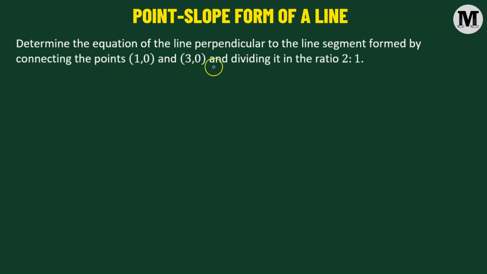Determine the equation of the line that's perpendicular to the line segment formed by connecting the points (1, 0) and (3, 0) and dividing it into ratio 2:1. Okay, so let us begin.